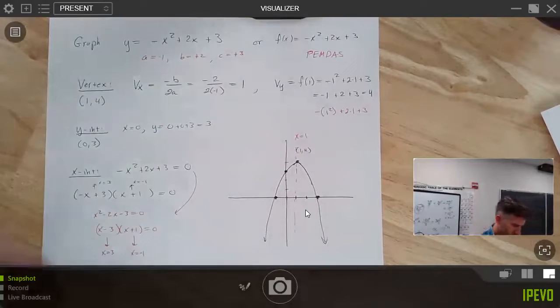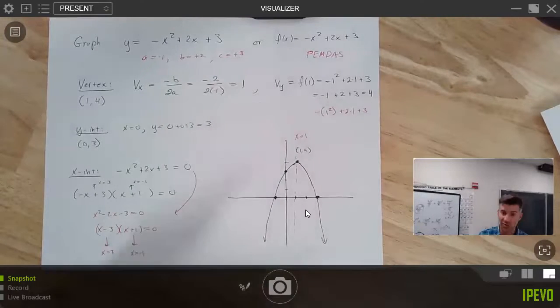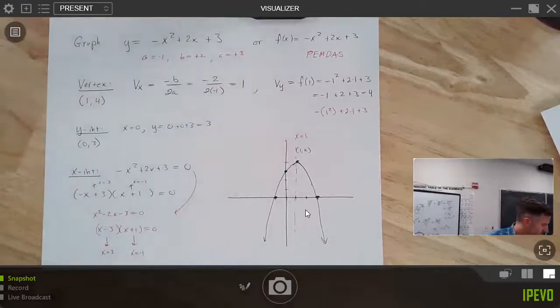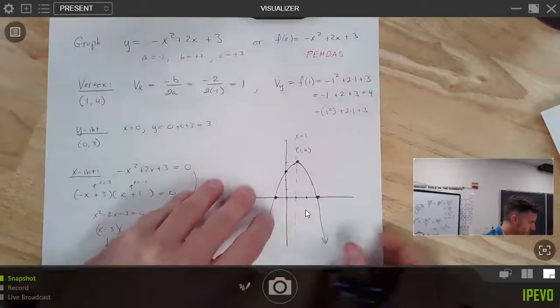That's all there is to say, really. This function has a maximum value of y equal to 4. It occurs at x equal to 1. I feel like there was another thing that I wanted to say about this one. Maybe not. Let's do more examples.